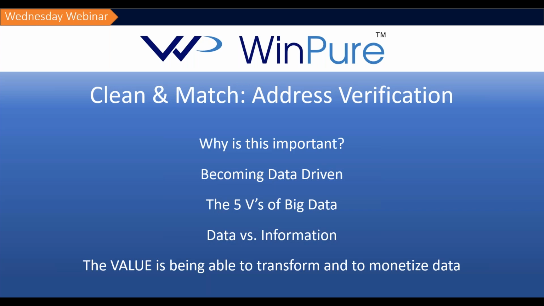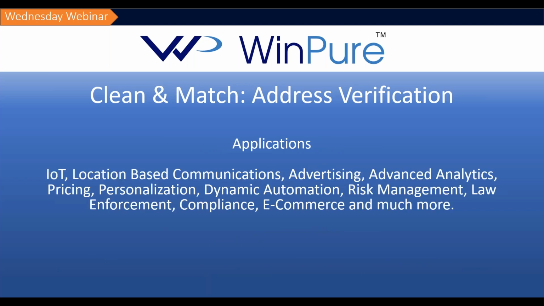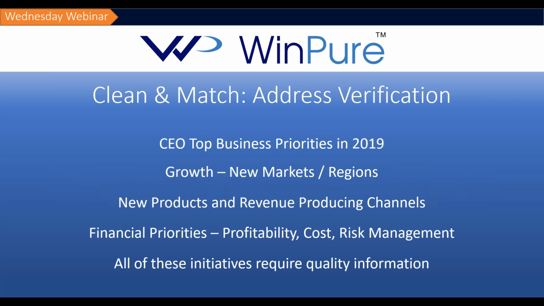So location intelligence is used in a variety of applications. Just to name a few, we've seen location data used in IoT, location-based communications, advertising, advanced analytics, pricing, personalization, and a lot more. Again, at the end of the day, it's really going to depend on the nature of your business. But what we do know, if we look to a Gartner study, is that CEOs are thinking about growth into new markets or new regions, which of course is going to require useful location intelligence.